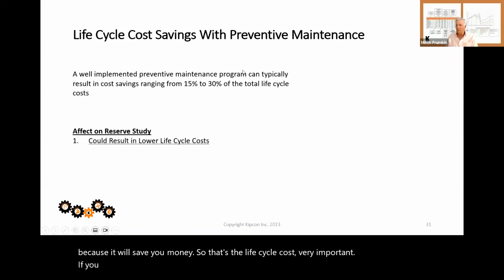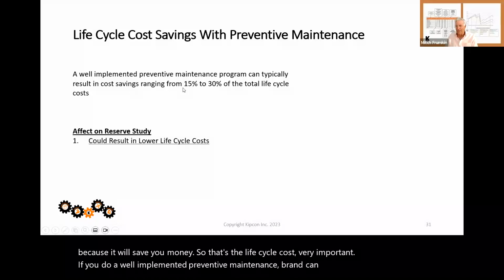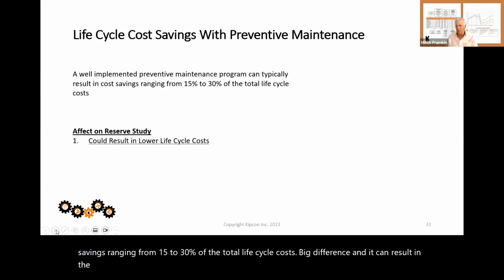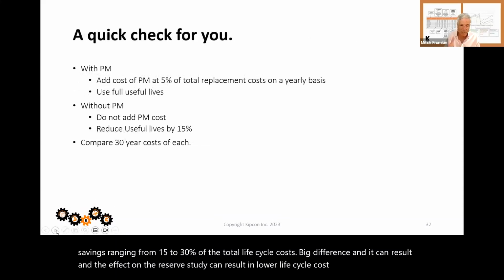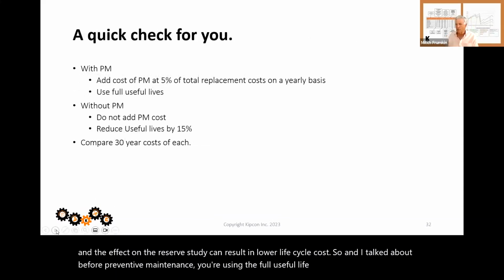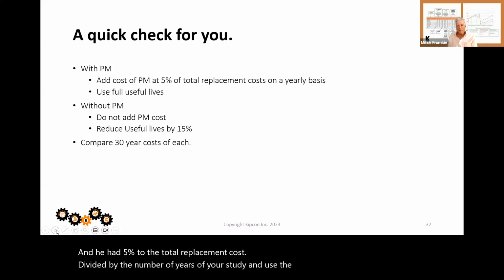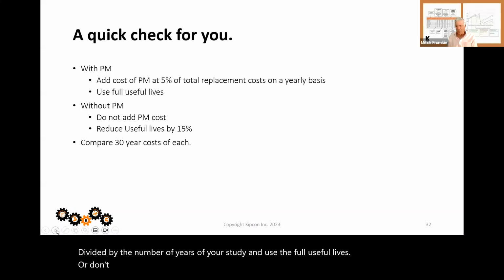A well-implemented preventive maintenance plan can typically result in cost savings ranging from 15 to 30% of the total life cycle cost. Big difference. And the effect on the reserve study can be lower life cycle costs. As I talked about before, with preventive maintenance, you're using the full useful lives instead of reduced useful lives. So here's a quick check you could do with your budget. Take your reserve study and add 5% to the total replacement costs, divide it by the number of years of your study, and use the full useful lives. Or don't add that 5% a year and reduce all your useful lives by 15%. Take the total over 30 years and see which one is cheaper.